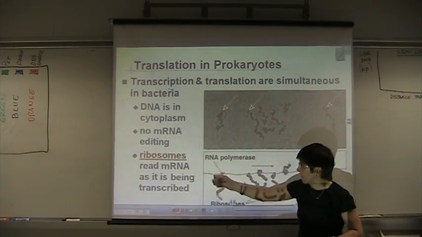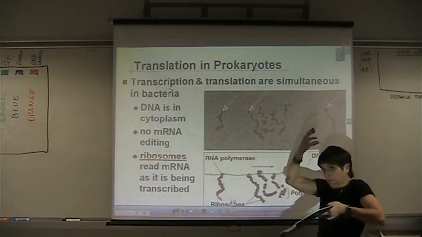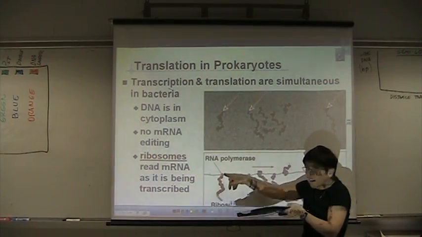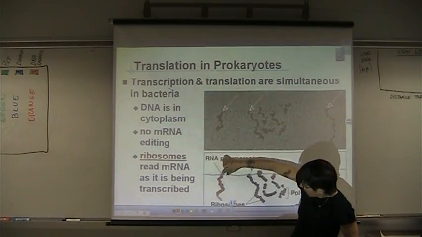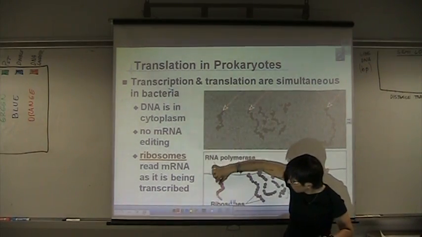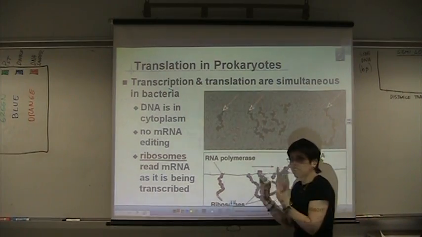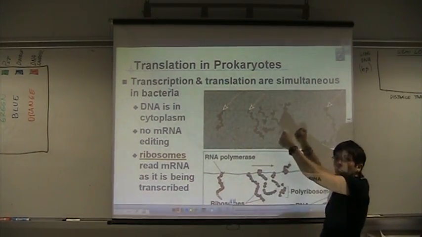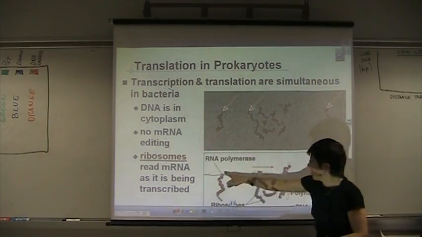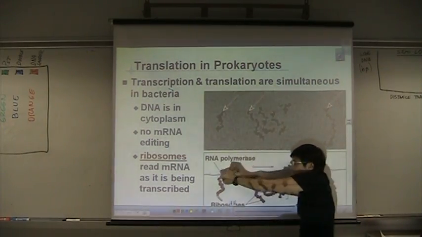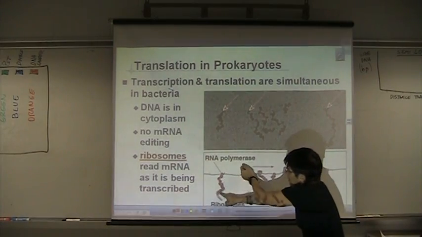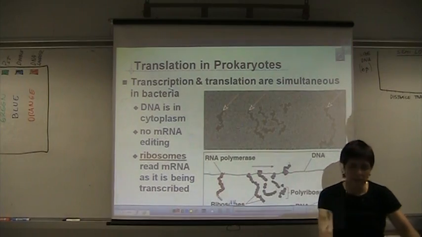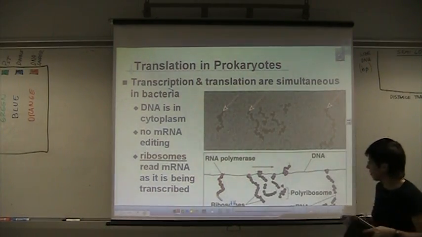And as it's being read and the messenger RNA is being elongated, transcribed, immediately they're still attached, and the ribosomes come, all these blobs are ribosomes, they come and attach and start doing translation at the same time. So they are all hanging to the DNA. The RNA polymerase is reading the DNA, making messenger RNA, and here come the ribosomes and attach to that messenger RNA. So they are all hanging together.